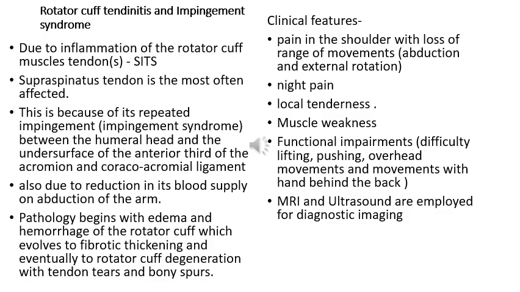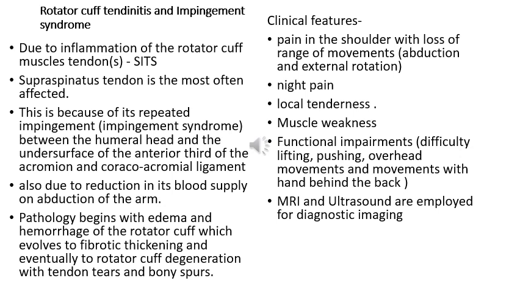Next, rotator cuff tendinitis and impingement syndrome. Rotator cuff tendinitis is inflammation of the tendon of the rotator cuff muscles. The rotator cuff muscles are those I have mentioned with the mnemonic SITS. You just have to remember: supraspinatus, infraspinatus, teres minor, and subscapularis.